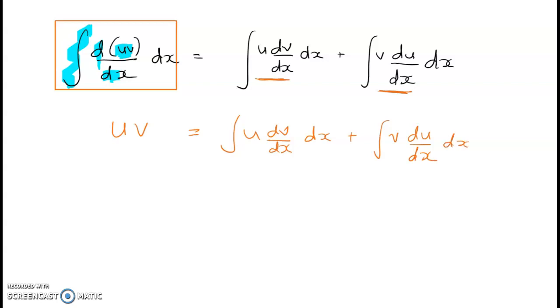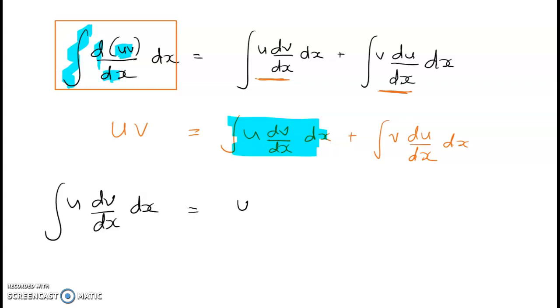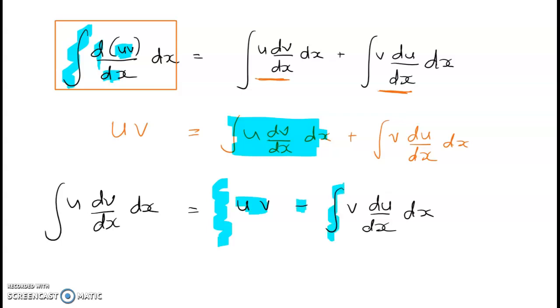I'm going to rearrange it now, and make this the subject. So we get u dv by dx is equal to uv minus this. And hopefully you're starting to see that this has the pattern that we had up the top. Here we've got no integral sign, and we've got something, and then a takeaway sign, and an integral sign. So let's see how that fits in with the pattern of what we just did.